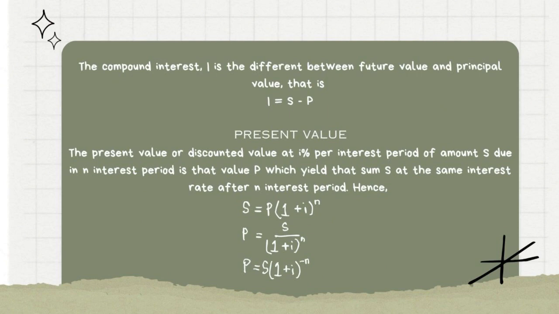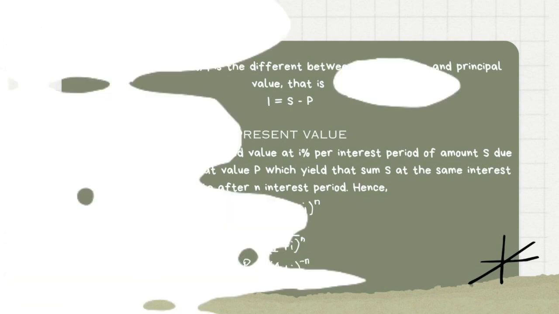Then the present value. The present value or discounted value at i% per interest period of amount S due in n interest periods is that value P which yields the sum S at the same interest rate after n interest periods. Hence, the formula is S equals P(1 plus i) to the power of n. Then P equals S divided by (1 plus i) to the power of n. And lastly, P equals S(1 plus i) to the power of negative n.